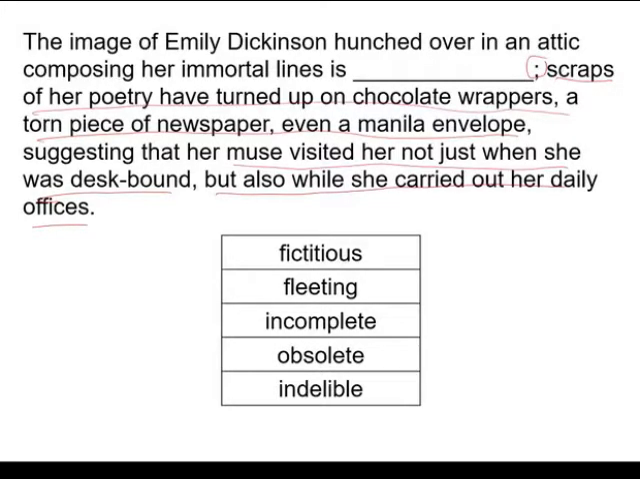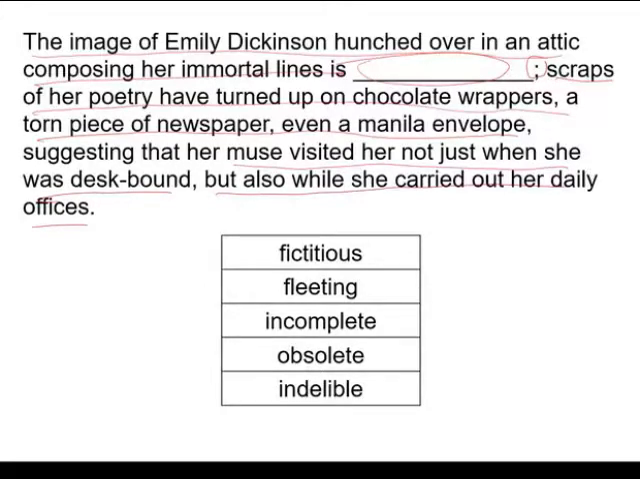So, to summarize in my own words, she sometimes wrote at her desk, but she also wrote whenever and wherever the mood struck her. So how does this first sentence summarize the same idea? What it says is the image of Dickinson hunched over in an attic composing her immortal lines is blank, the word that we need to choose. We need to infer that Dickinson's desk was in the attic. So the image or idea here is her writing at her desk. But the details in the second clause tell us that this image does not tell the whole story.